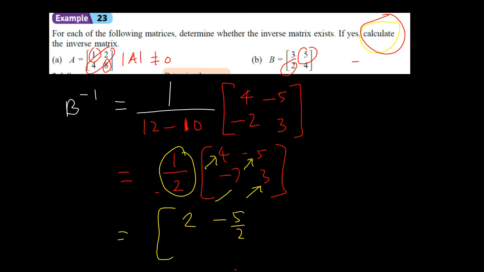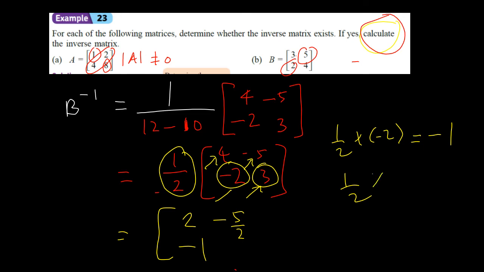This is negative 2, times negative 2. You'll get 1 over 2 times negative 2, you'll get negative 1. Right? Negative 1. So 1 over 2 times 3, you'll get 3 over 2. So this is 3 over 2. So this is your inverse of matrix B.